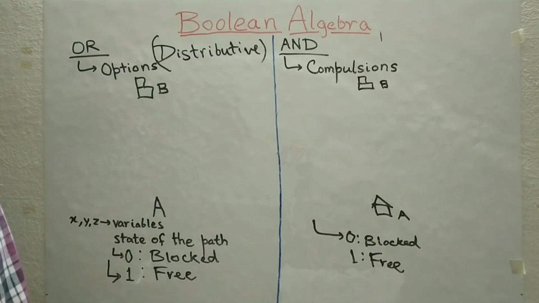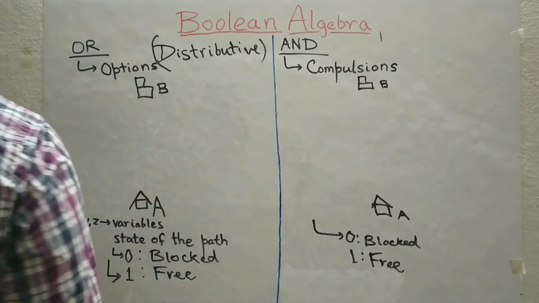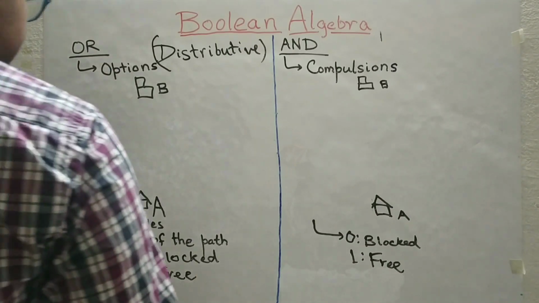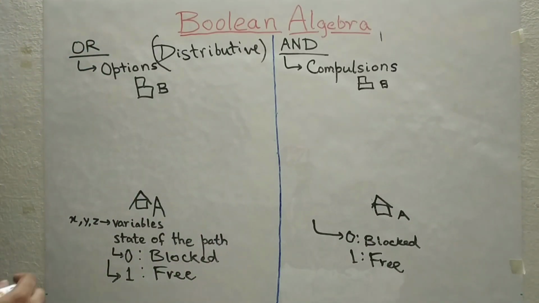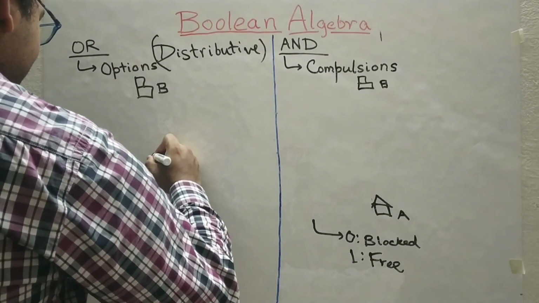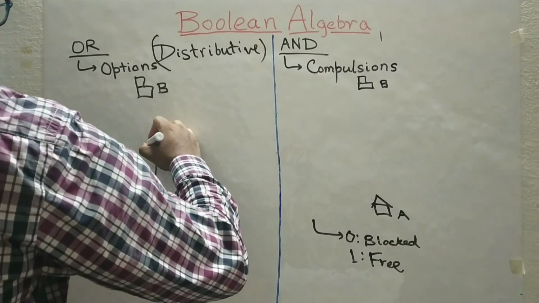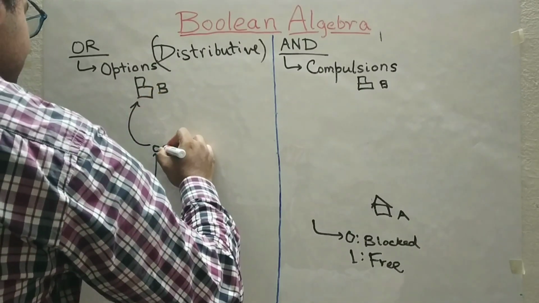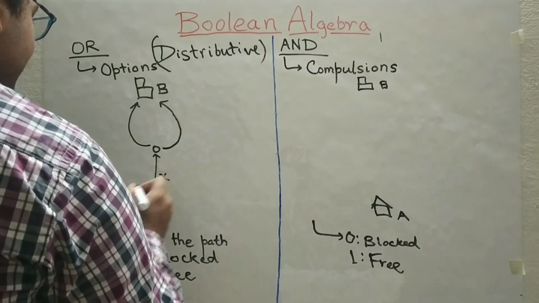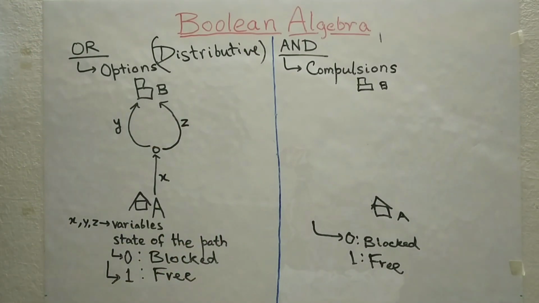So this is our home A. So we are going from A to B, but now what happens? The road is like this. From this point to this point, there is one road, and there are two options from this point to this point. We'll call this X, call this Y, this we'll call Z.